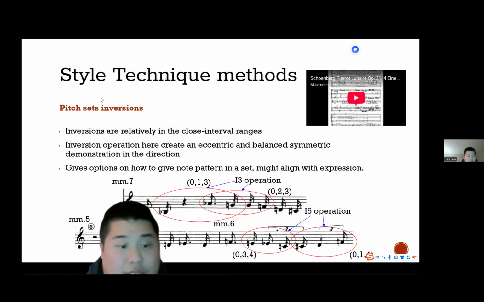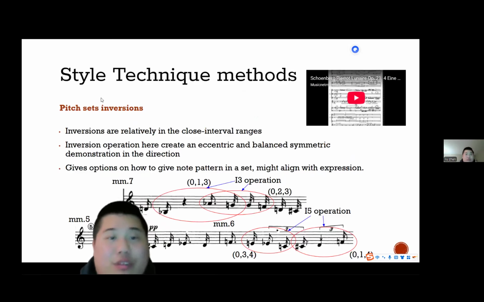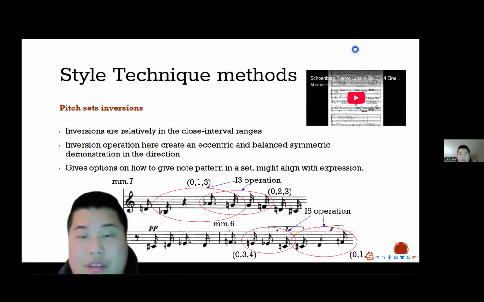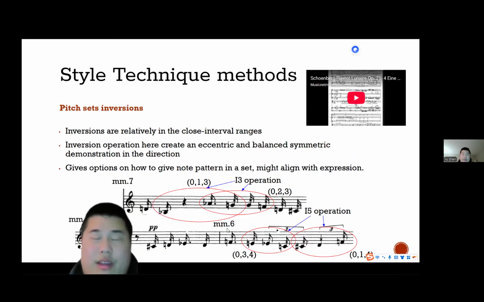Basically, there are two types of distinct technique demonstrated in this piece by Schoenberg. The first one is called pitch set versions. What it means is that if we look at measure 5 and measure 6 first, in the example, you see the red circle bracket on the left. It has the notes C natural, E flat, E natural. And on the right, the bracket circle has C sharp, D, and F natural.